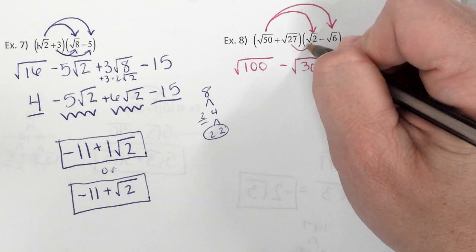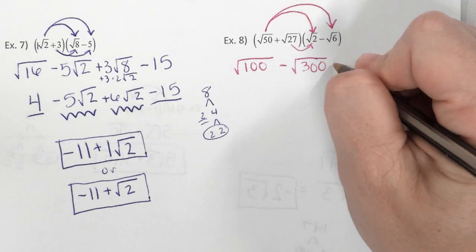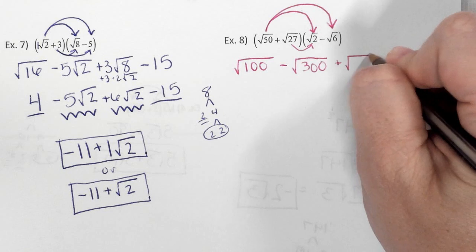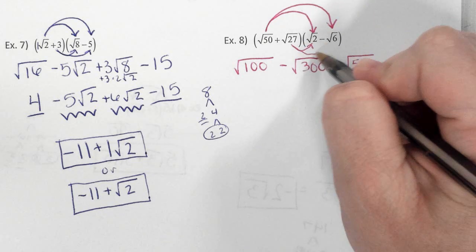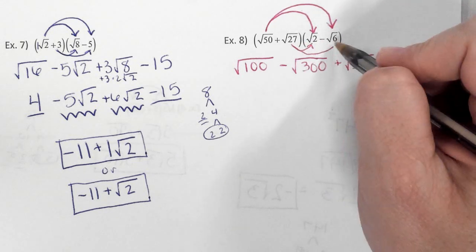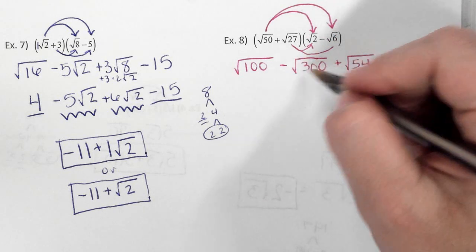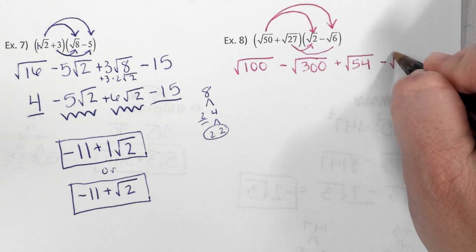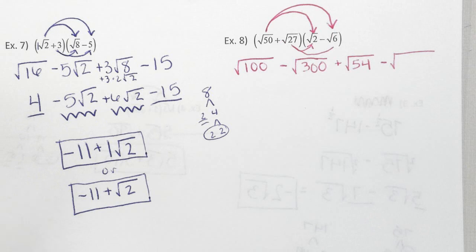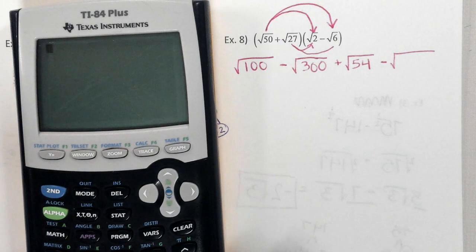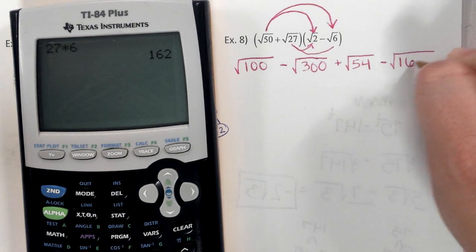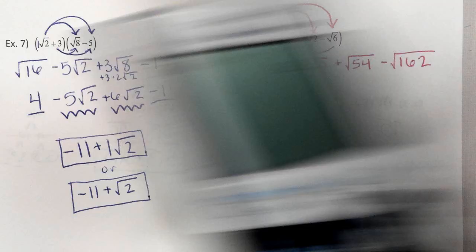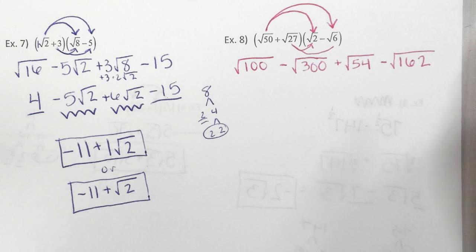Square root of 27 times the square root of 2, both positive, so plus, is positive 54. And then the square root of 27 times the square root of 6, positive times a negative is a negative, and that gives me 27 times 6, 162. And now we have to break them all down.